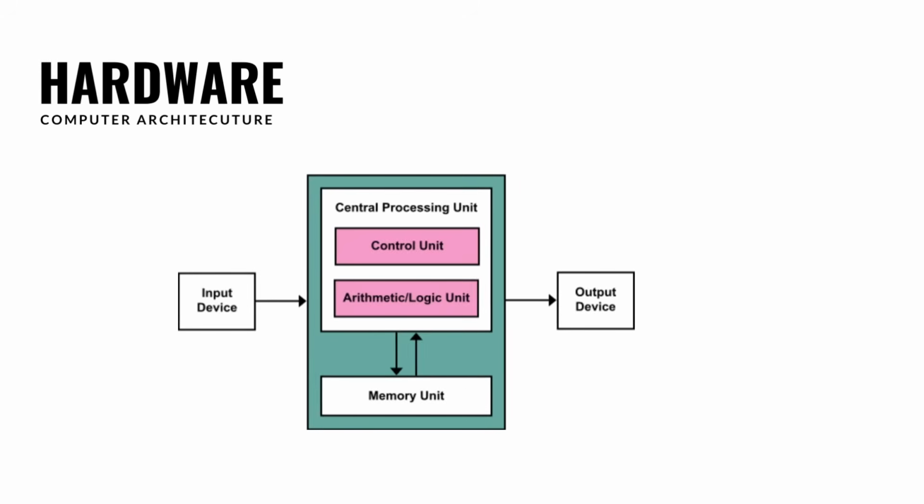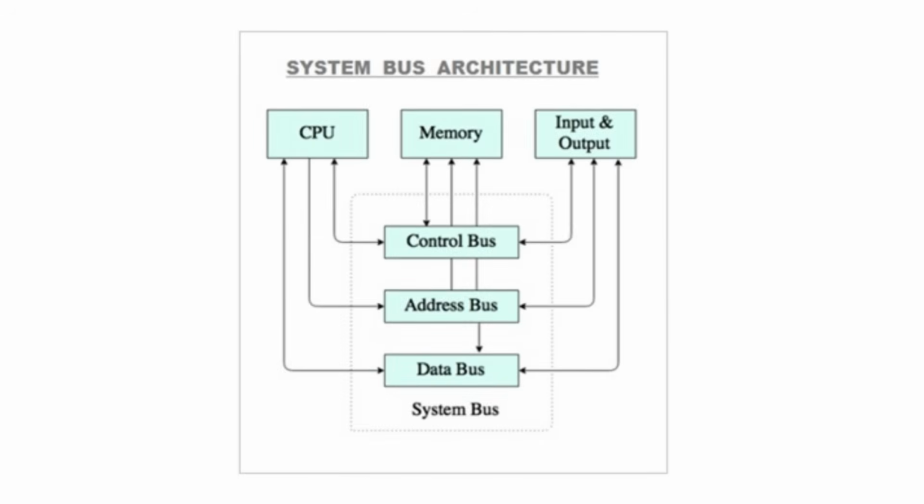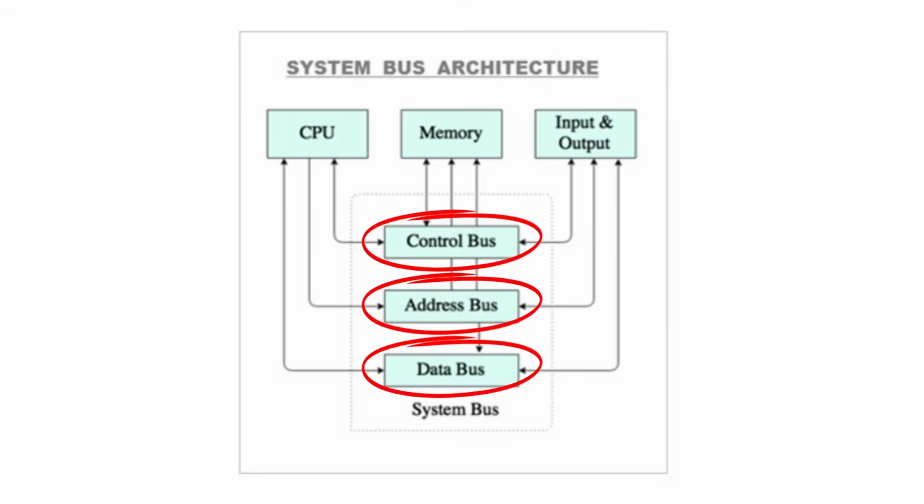Let's now move on to the hardware. Within hardware, we have the computer architecture, and the CPU consists of the control unit, the arithmetic logic unit, output devices, input devices, and the memory unit. The CPU uses three buses: the address bus, which is unidirectional, the data bus, which is bidirectional, and the control bus, which is both unidirectional and bidirectional.